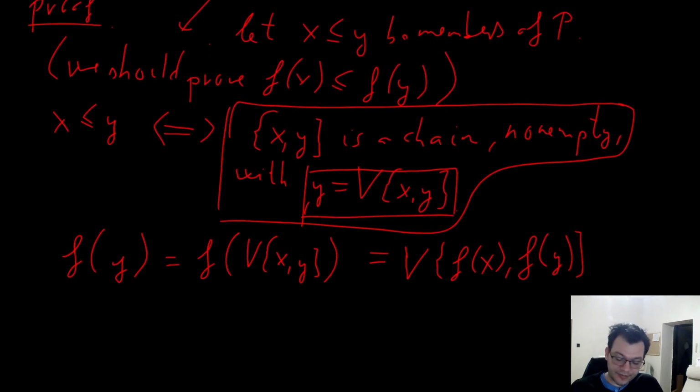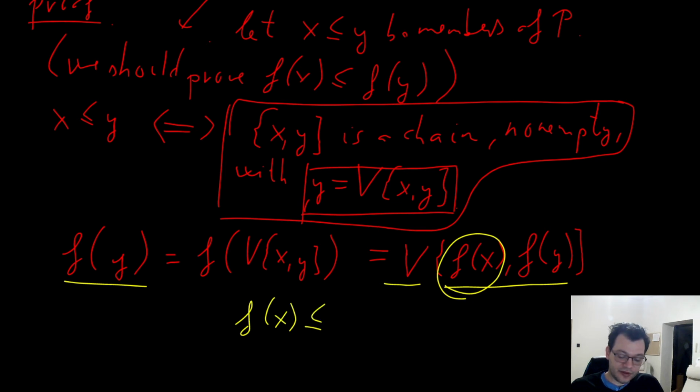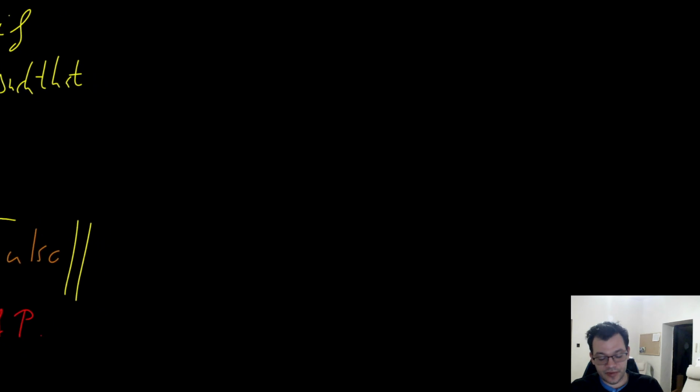And now again, what do I have? I have that f of y is the supremum of a set in which there is f of x, and of course the supremum is an upper bound for each and every element of the set, which means that f of x is a lower bound for f of y. In particular, here the supremum f of y is an upper bound for f of x, which is an element of that set. And we are ready, because this is exactly what we should prove. So if we have a continuous function, then it is also monotone, which means in particular that if you start to iterate a continuous function from bottom, f of bottom, and so on, then it will be a chain of elements.